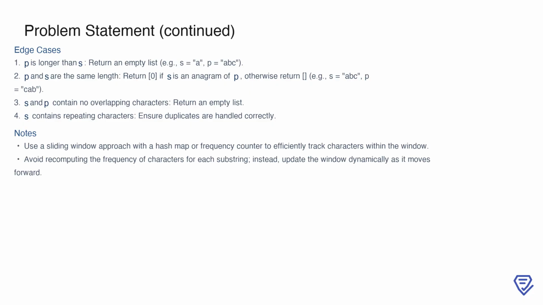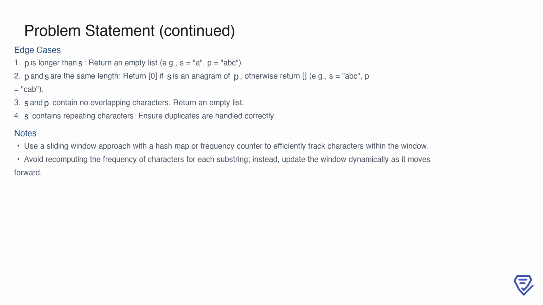When solving this problem, there are a few edge cases to handle. First, if P is longer than S, it's impossible to find any valid substrings, so the output should be an empty list. For instance, if S is at and P is ABC, there's no solution. Second, if P and S are the exact same length, we only need to check if S itself is an anagram of P. If it is, the output is 0, otherwise it's an empty list. Another case is where S and P have no overlapping characters, which would also result in an empty list. Finally, if S contains repeating characters, the algorithm must track these correctly to ensure all valid anagrams are identified.